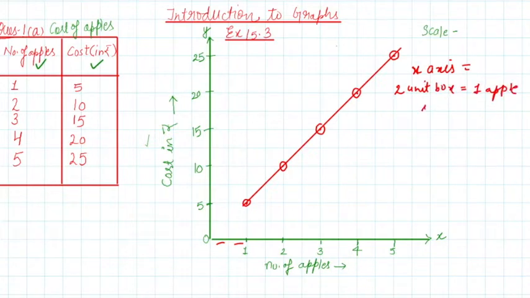And similarly, if you want to write the scale for the y-axis, what is it going to be? 2 unit boxes represent how many rupees? 2 unit boxes represent 5 rupees. So this is how it is very important to write the scale. I hope this question is clear. Let's see the B part of this question.